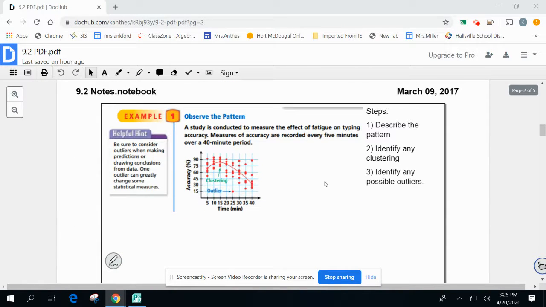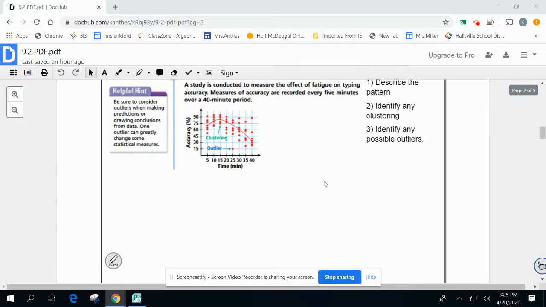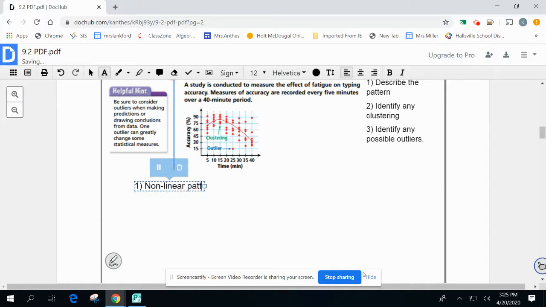For number one, we are observing the pattern, and we're going to describe the pattern, identify clustering, and identify outliers. There are a lot of different answers for this, but we're going to look at a few. For the first problem, they already drew a curve on here. So this is a nonlinear pattern. This is not a straight line, so we can't call this linear.